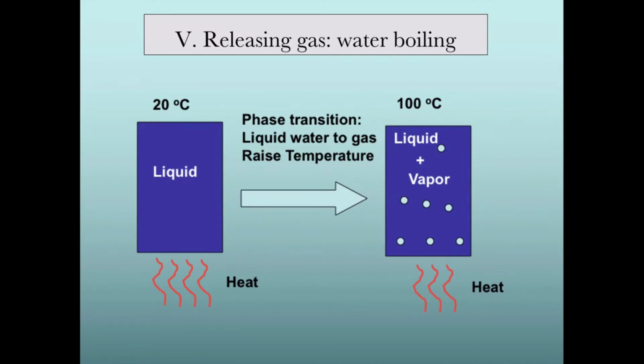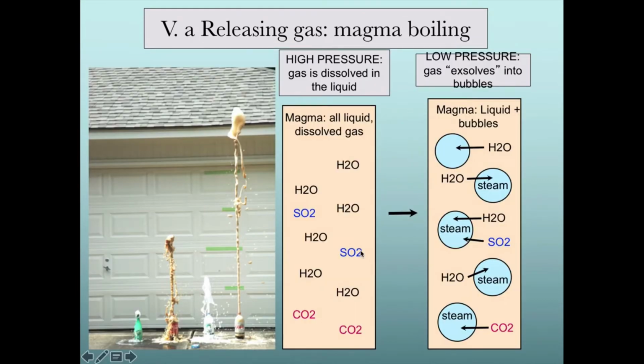That is called a phase transition, when the liquid water is converted into gas by raising the temperature of the water that you're heating up on the stove. Well, magmas can also boil, but it's a little bit of a different process. In this case, when the magma is stored deep inside the earth, sort of like this column I've drawn here, where you have H2O, which is water, SO2, which is sulfur dioxide, and CO2, which is carbon dioxide.